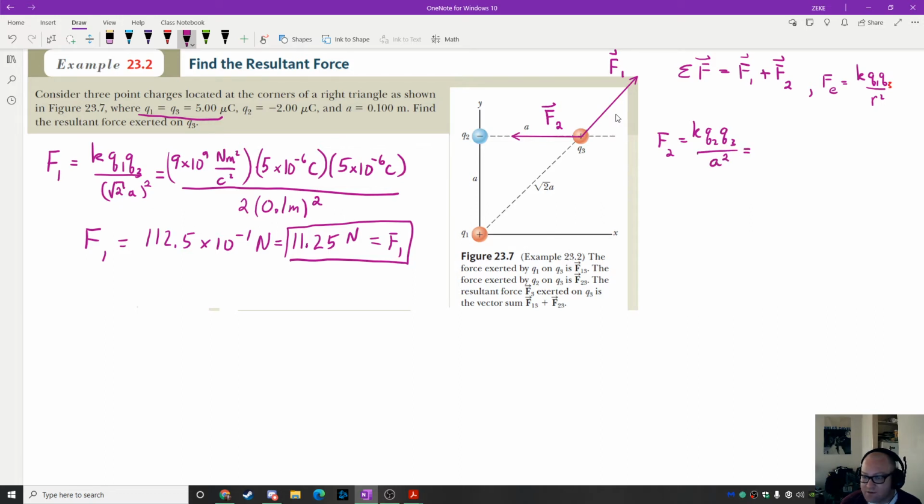I don't care that Q2 is negative. I don't care that this is positive. We're just going to find the value of this, and we'll worry about all the other stuff later. So F2 is equal to, we'll have 9 times 10 to the 9. And then we're multiplying by Q3 was 5 microcoulombs, the other one's 2. So let's see, we'll do it in order. So Q2, 2 microcoulombs, so 2 times 10 to the negative 6. Hopefully we can fit this all in here, and we'll have 5 times 10 to the negative 6 as well. Pretty much fits in there. And we're dividing by a squared, which is going to be 0.1 meters squared.